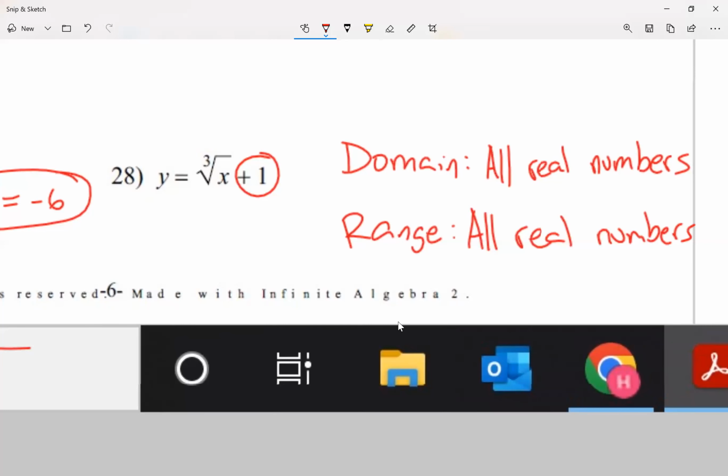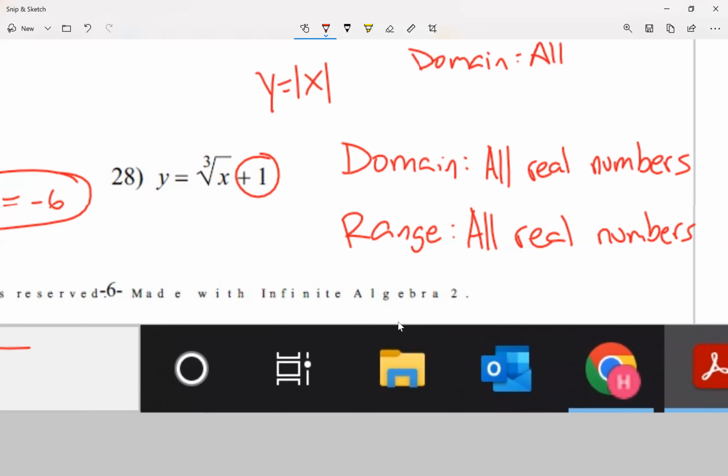Now, don't think that if one of domain and range is all real numbers, with no restriction, the other one is also all real numbers. For example, take y equals the absolute value of x. For my domain, I can choose any value of x that I want. That one I will say all real numbers.